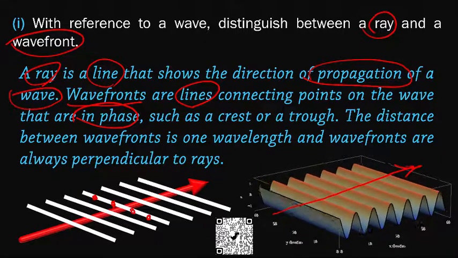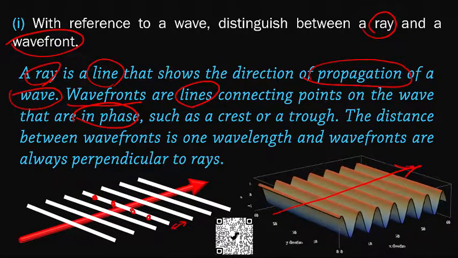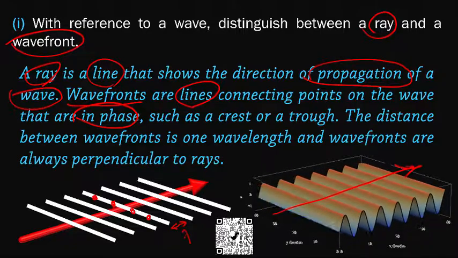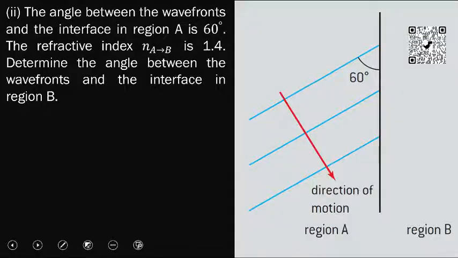You know that the distance between two consecutive similar wavefronts will be lambda. Part ii. The angle between the wavefronts and the interface in region A is 60 degrees. This is 60 degrees here. The refractive index from A to B is 1.4. Determine the angle between the wavefronts and the interface in region B.